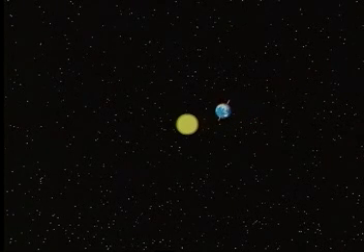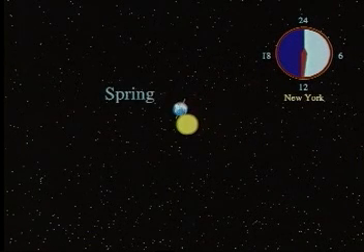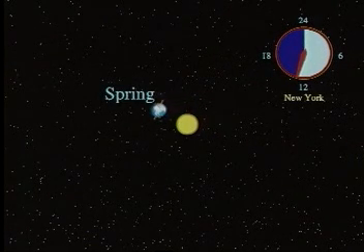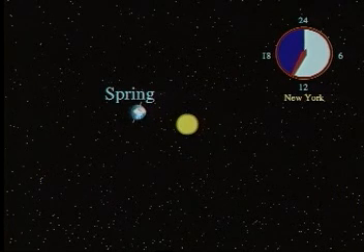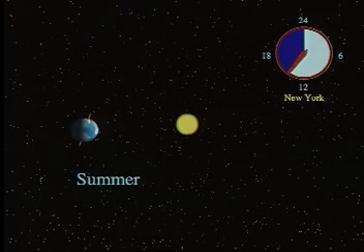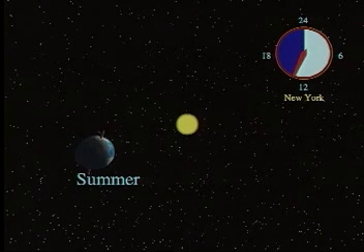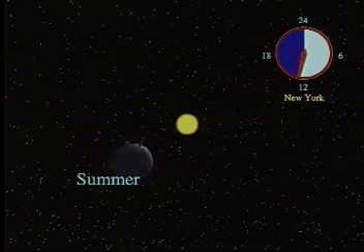Now let's follow the Earth in its orbit over a year and watch on the clock how the length of the days change for New York in the Northern Hemisphere. During the spring, the days get longer, going from 12 hours to about 15 hours on the first day of summer. And then, during the summer, they start getting shorter again, going from 15 hours to 12 hours again on the first day of fall.